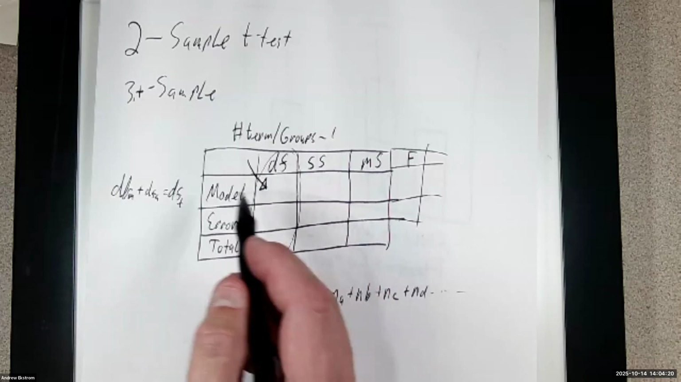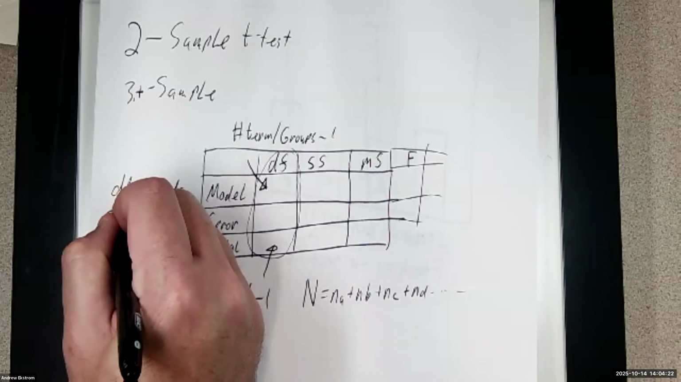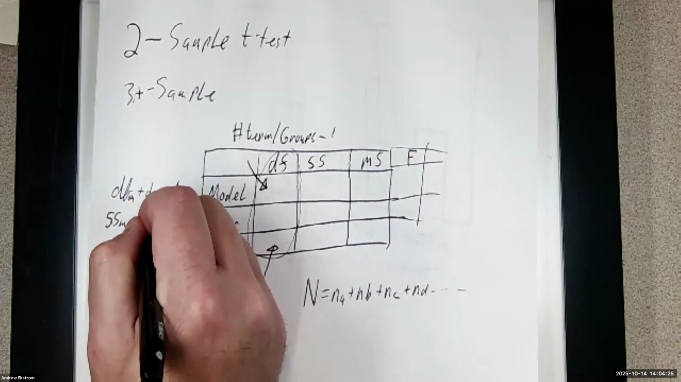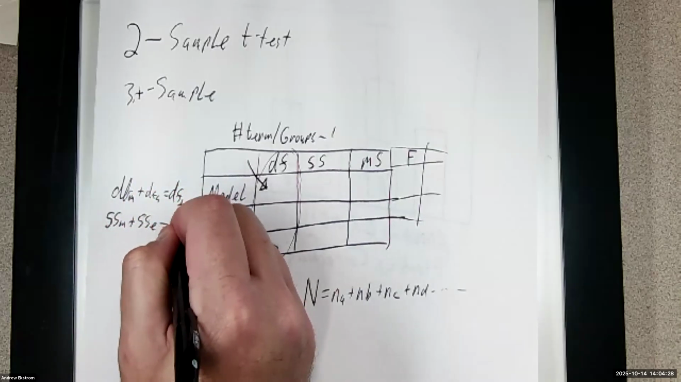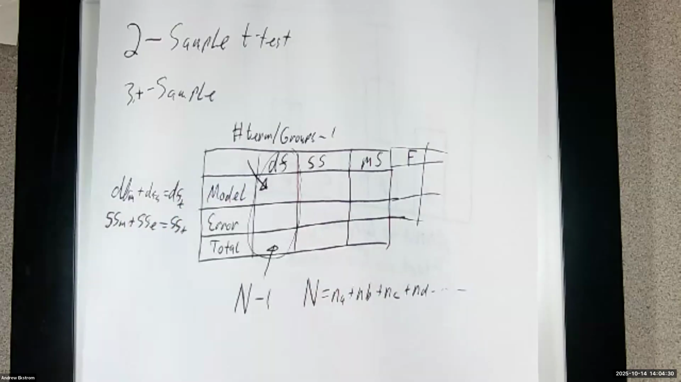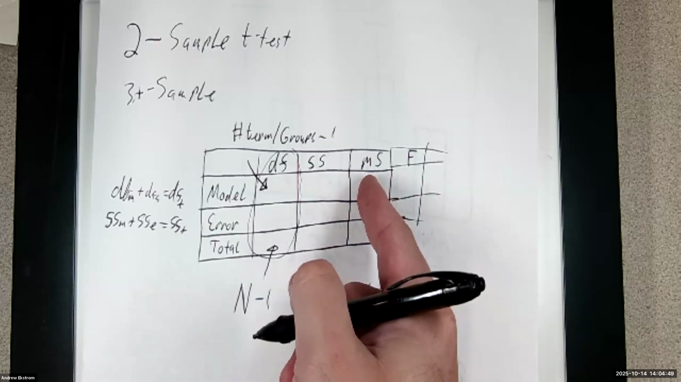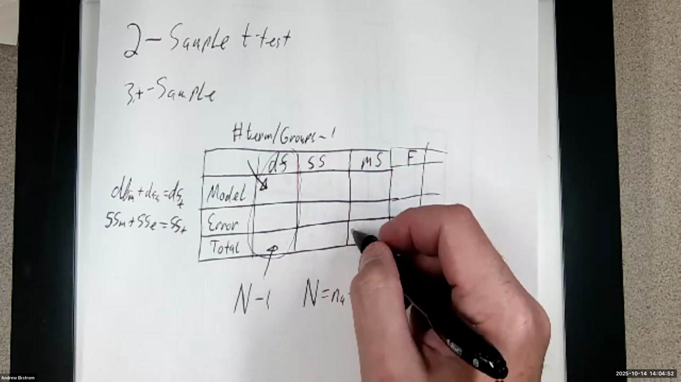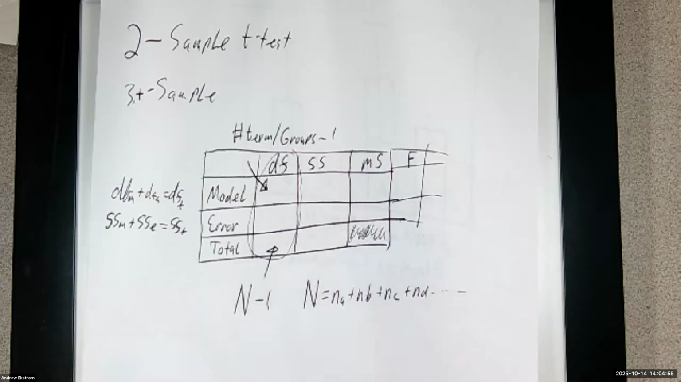With sum of squares, we again have sum of squares model plus sum of squares error equals sum of squares total. For this one, I have to give you 2 of these, you figure out the third one. So if I say sum of squares model is 100, sum of squares error is 300, what's sum of squares total going to be? 400. This MS stuff over here, we don't need to worry about that at all.